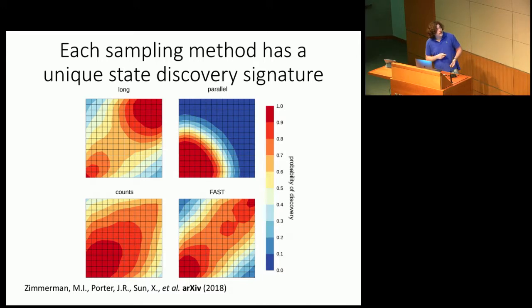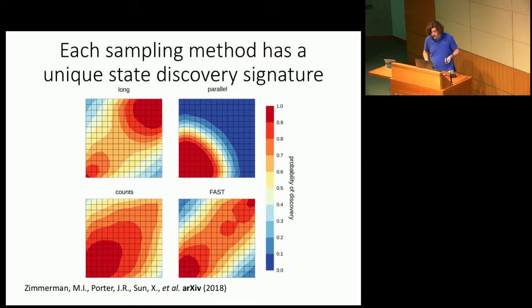Long simulations kind of diffuse around, and this is the probability of discovering a state before reaching the target. Long simulations can diffuse around and discover a lot of states before reaching this target state. Parallel simulations very thoroughly explore around the starting state, but have a low probability of ever reaching the target. Count-based adaptive sampling spreads out on this landscape quite a bit, discovers a lot of states, has twice the probability of discovering states on the edge here than long simulations, but half the probability of discovering the target. And our FAST simulations are very directed. So they can cut across the landscape and actually have the highest probability of discovering the target state.